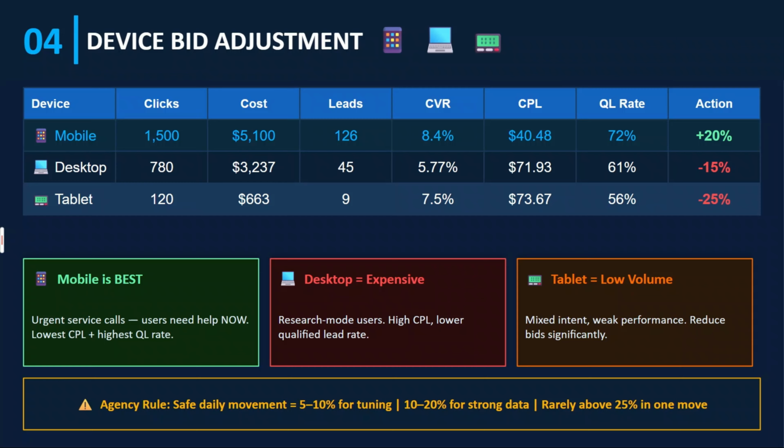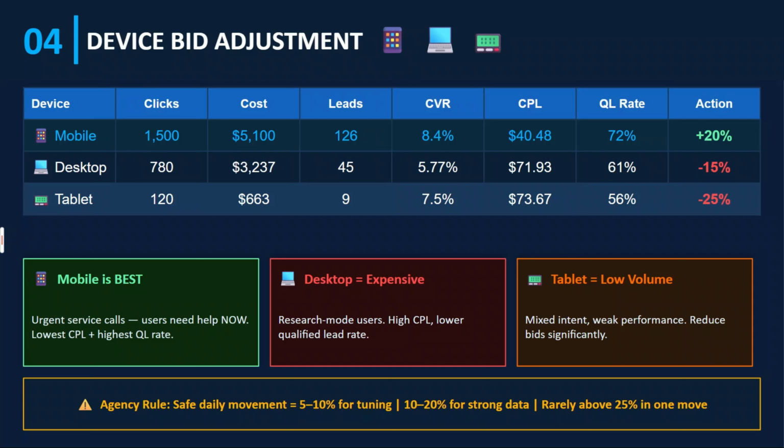So what do we do with this information? For mobile, we increase the bid by 20% because this device gives us cheap leads with good quality. We want more of this. For desktop, we decrease by 15%. It is expensive and the quality is lower. For tablet, we decrease by 25%, low volume and low quality.